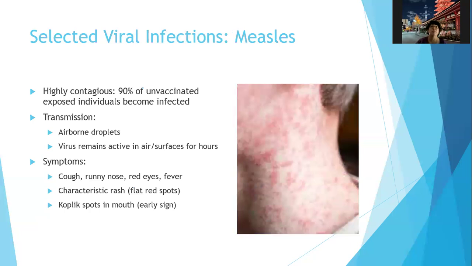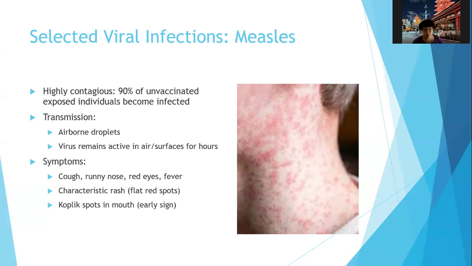With measles, it's highly contagious. People always say, like anti-vax people, that they're going to depend on herd immunity to protect their kids or whatever. 90% of unvaccinated exposed individuals become infected. There's no herd immunity protecting you there. So get your MMR vaccine.